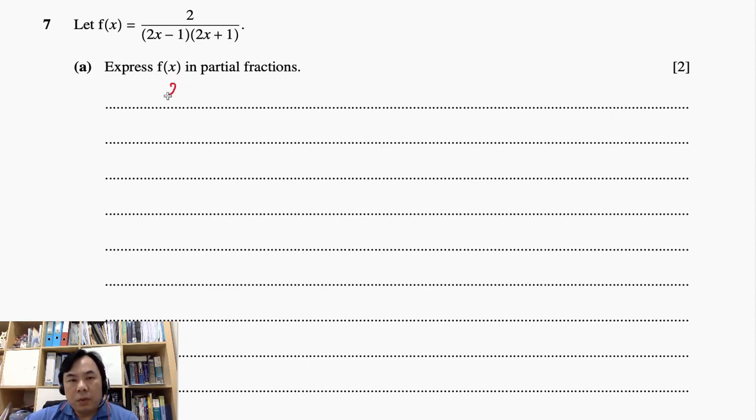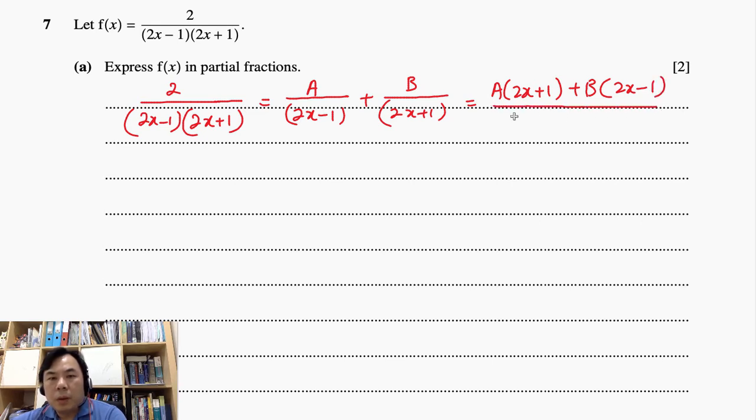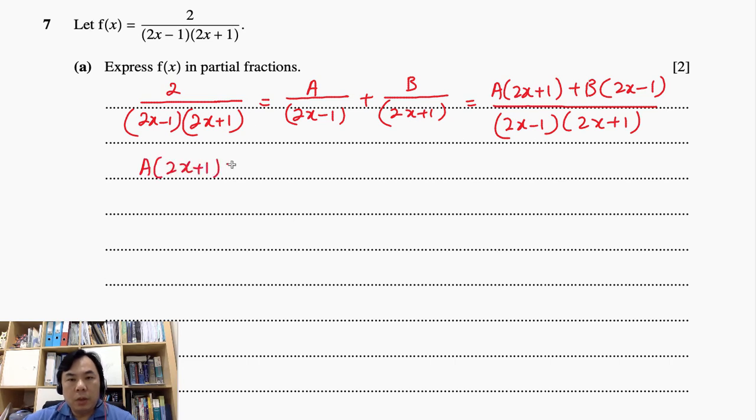It's a linear factor. So therefore, we can write this partial fraction in this form. And then, of course, we can combine this as a(2x plus 1) plus b(2x minus 1), divided by (2x minus 1)(2x plus 1). Okay, so there you go. By comparison, you can see that the denominator is the same. Therefore, we can conclude that the numerator must be the same as 2 here.